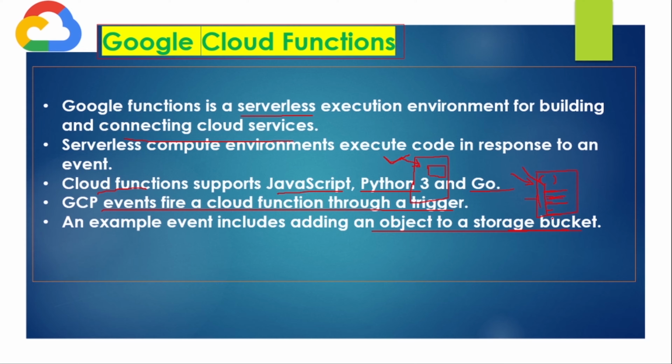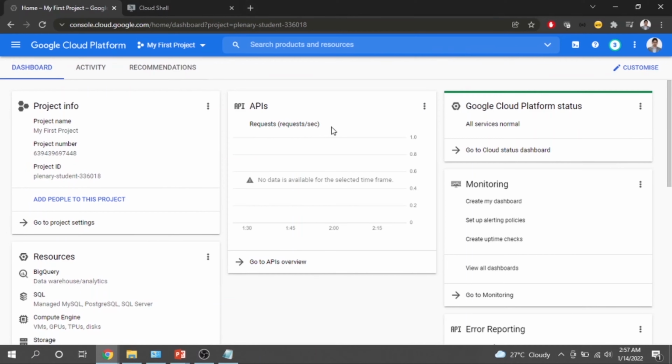When will this event be triggered? This event will be triggered when you upload an image, and it will know that there is a trigger that you have generated. It will treat it as an event and it will start running the code. After running the code, the output will be stored in the storage bucket, right? So the trigger connects the event to the function. Okay, that's about Google Cloud Functions. So now let's get started with the demo.